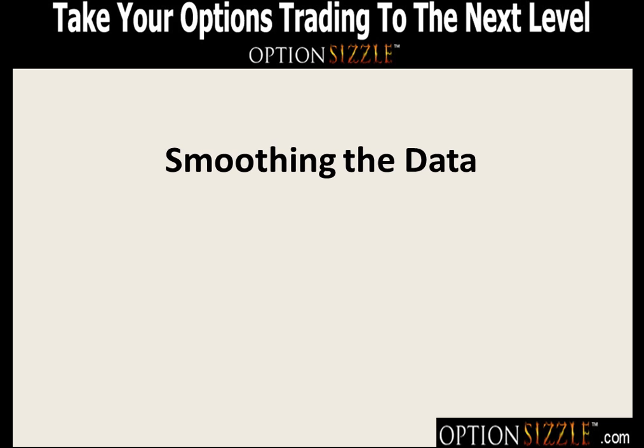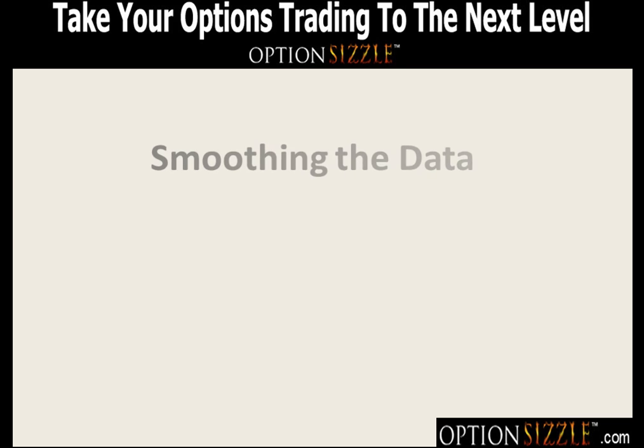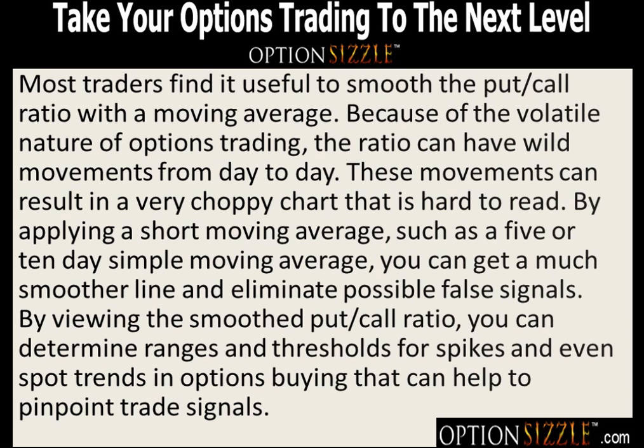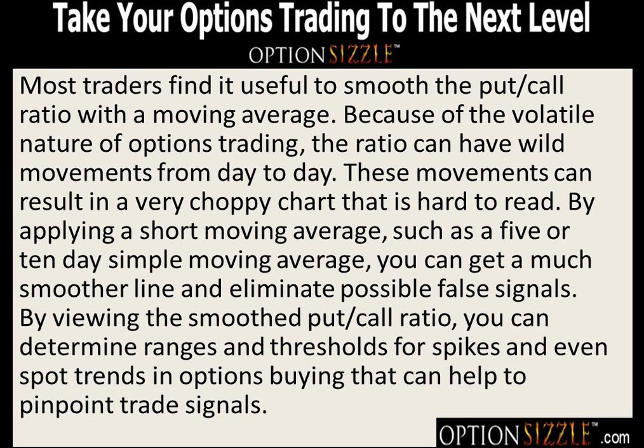Smoothing the data. Most traders find it useful to smooth the put-call ratio with a moving average. Because of the volatile nature of options trading, the ratio can have wild movements from day to day. These movements can result in a very choppy chart that is hard to read. By applying a short moving average, such as a 5 or 10 day simple moving average, you can get a much smoother line and eliminate possible false signals.